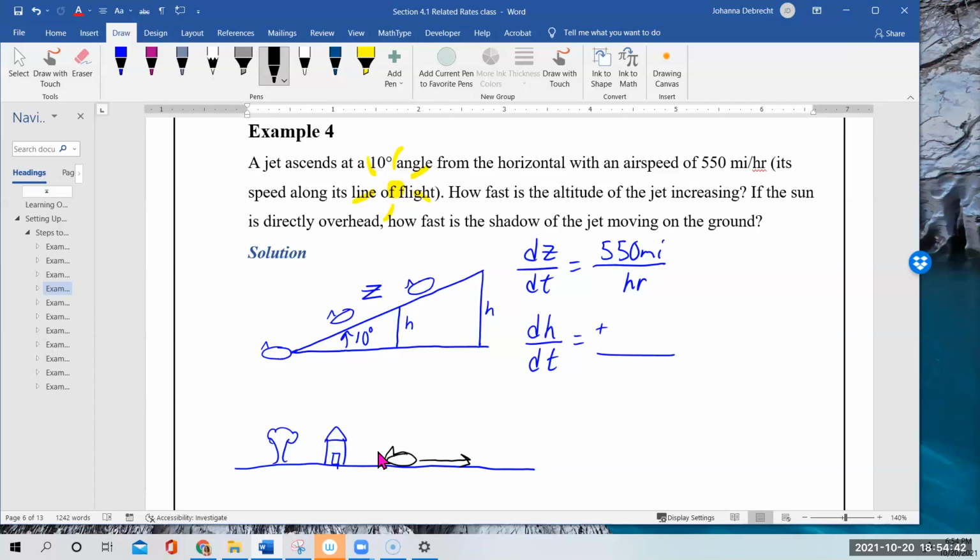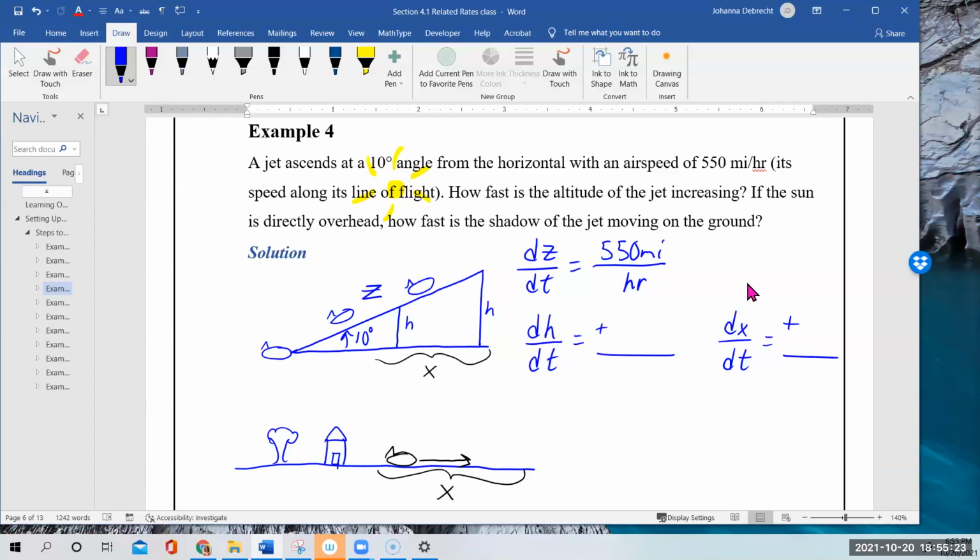I need to have some kind of measure of distance along the ground. I can call this distance down here x, and notice it would be the same if I were measuring up here on the triangle. That is the change of x with respect to time. In other words, how fast the shadow is moving on the ground is dx/dt. And whether it's on the ground or on the horizontal portion of that triangle, it's essentially the same. We can also consider it to be positive as it's moving towards the right.